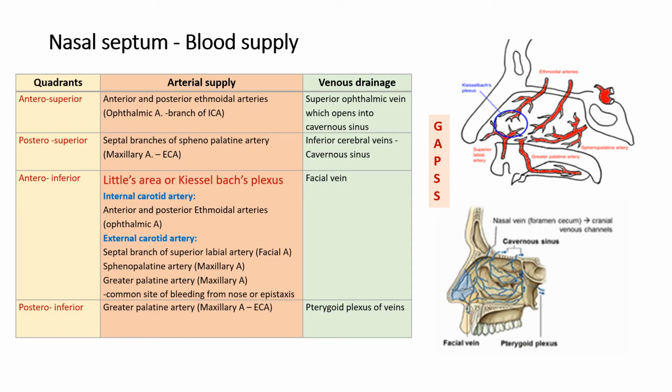Now let us understand about the blood supply of the nasal septum. This can be divided into 4 quadrants, that is the anterosuperior, anteroinferior, posterosuperior and posteroinferior quadrants. The arterial supply for the anterosuperior quadrant is by the branches of the ophthalmic artery, which is a branch of internal carotid artery. And the branches from the ophthalmic artery are the anterior and posterior ethmoidal arteries.